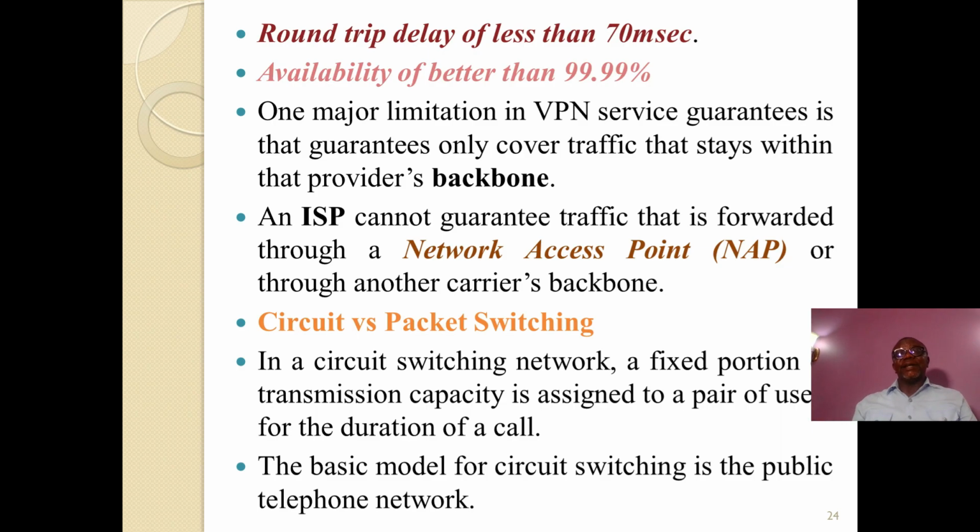An ISP cannot guarantee traffic that is forwarded through a network access point or through another carrier's backbone. The reason being that no one is in charge of all the backbones. No one is in charge of the internet. So for you to get performance guarantees, you must limit yourself to one backbone.